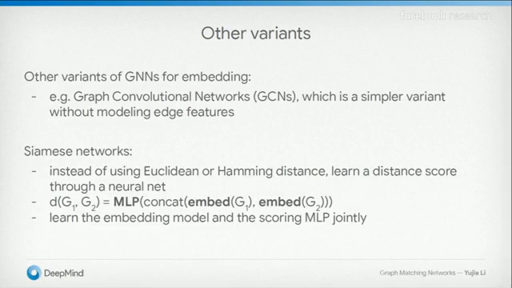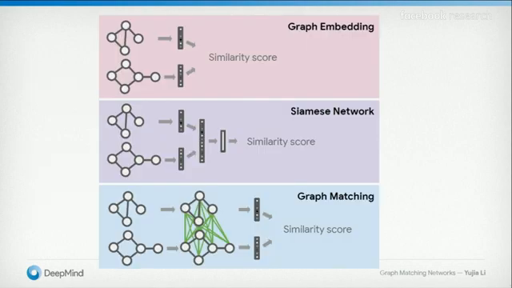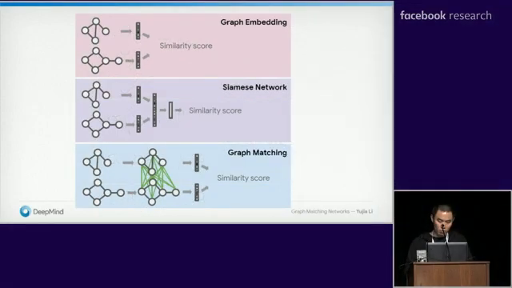There are a few other possible variants of our model. For example, instead of using the particular graph neural network architecture we presented here, we can use other popular architectures like graph convolutional networks. And also, in addition to relying on a pre-specified distance metric like Euclidean or Hamming distance, we can use a Siamese network architecture to use a neural network to directly predict a similarity score. Compared to the graph matching approach, the Siamese network combines the information between the two graphs at the very end of the model, but the graph matching model we presented here merges the information of the two graphs at the very beginning of the model. And in experiments, we'll show that the matching approach consistently outperforms these other two approaches.